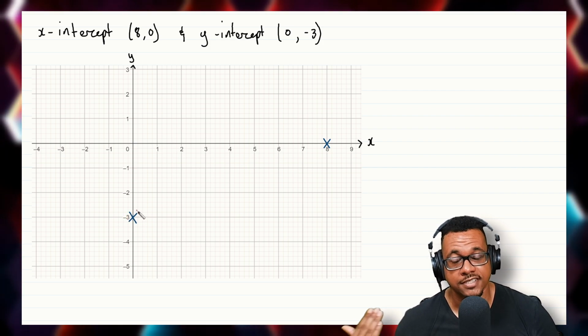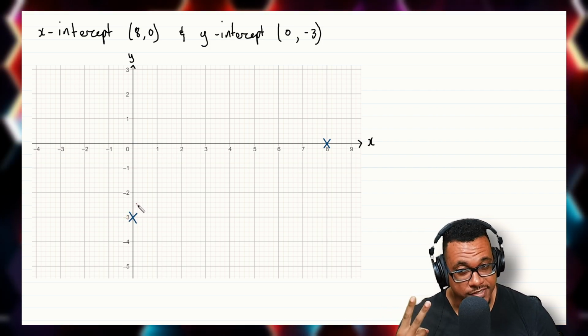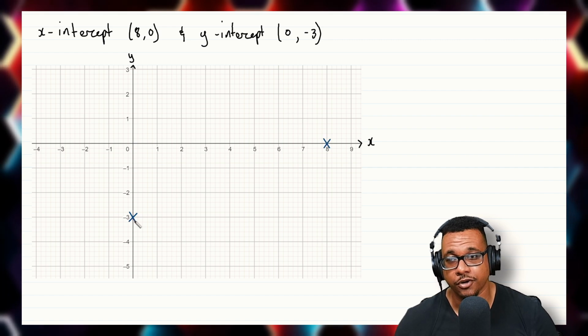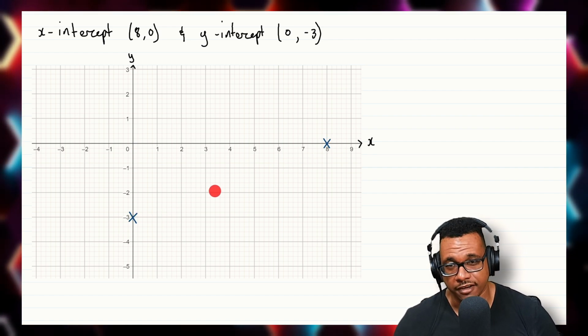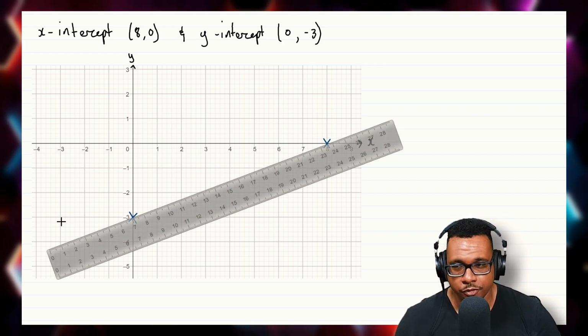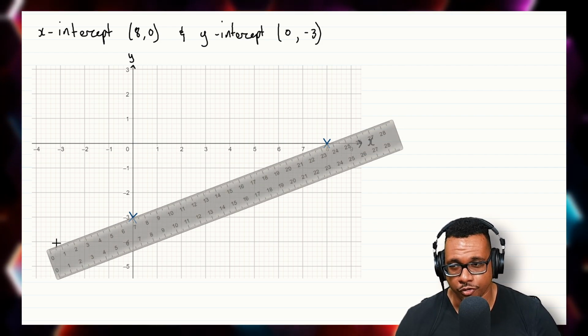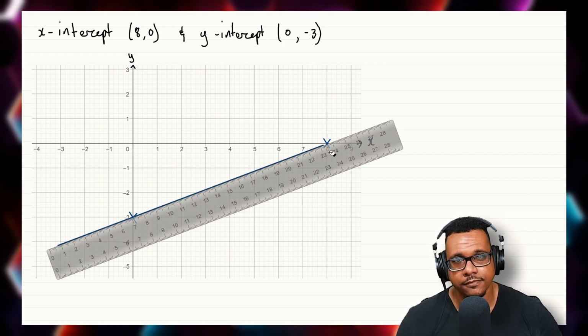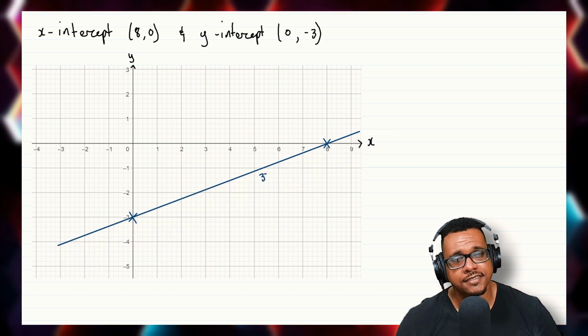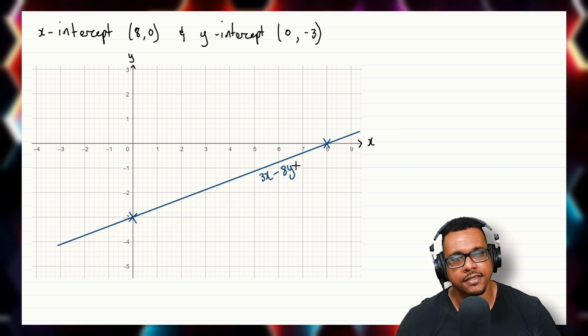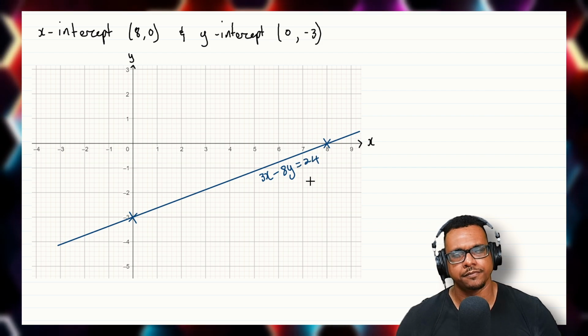Now, it's a straight line, so all we need is 2 points. And these are our 2 points here. We just take our ruler and connect these 2 points, making a straight line. And that will be our graph. All right, so here I have my ruler connecting the 2 points, and I'm about to draw my line. And this will be our graph of 3x take away 8y is equal to 24.